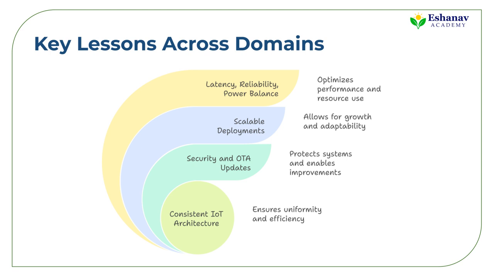Across smart homes, agriculture, and industrial automation, certain principles are universal. A solid IoT architecture, devices, connectivity, data, and application, forms the foundation. Security, OTA updates, and protocol selection are non-negotiable, regardless of scale. Modular, small deployments allow testing and validation before full-scale rollout.